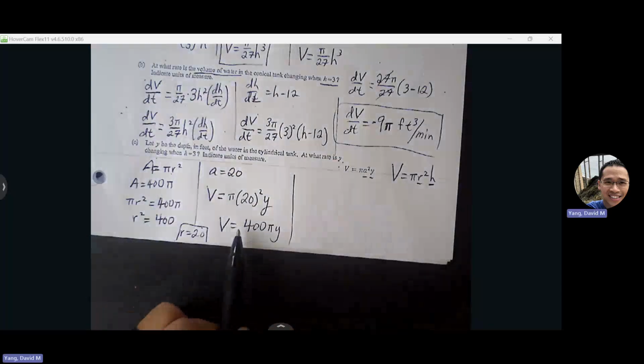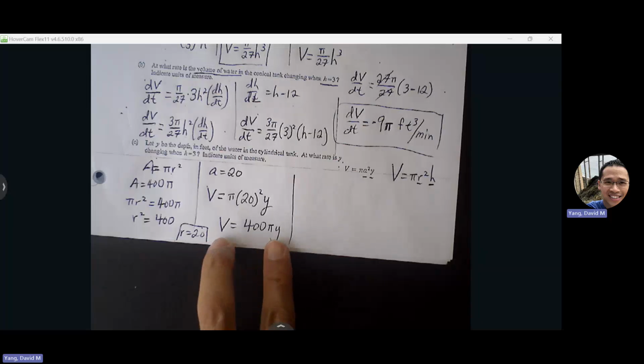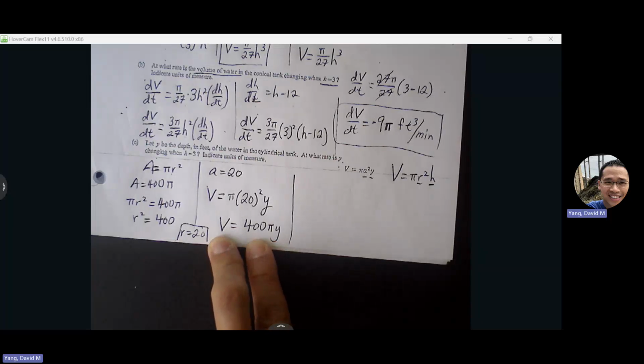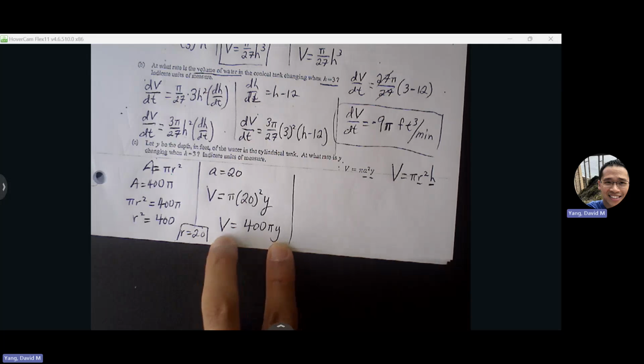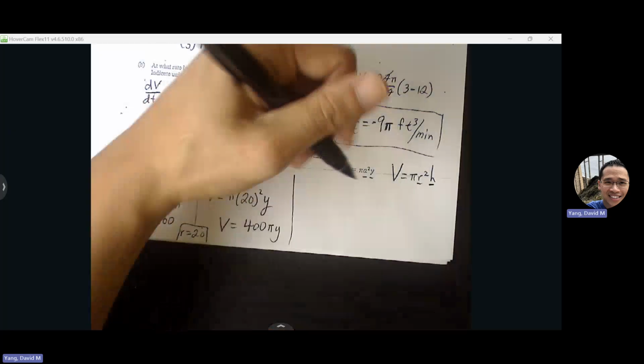So as soon as we can find the radius and replace it, then the volume equation is ready for the derivative, right? It's not like cones where we have to go through another similar triangle process. We can jump directly into our derivative step. Okay, so are we okay with this equation getting ready for our derivative?